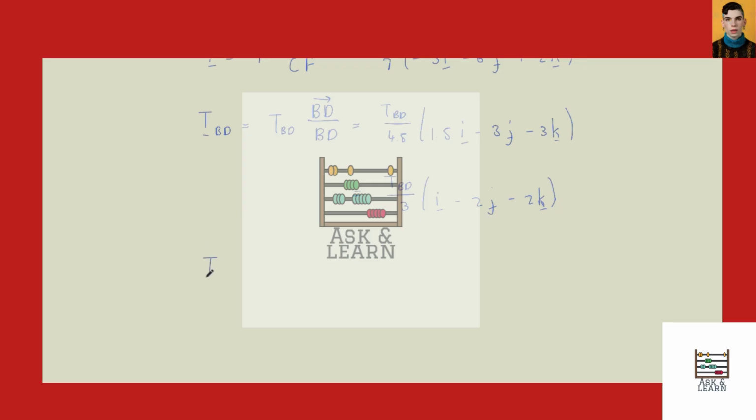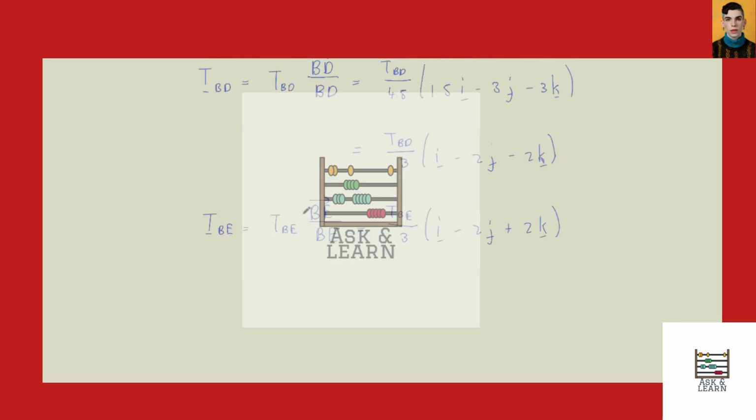Now the tension TBE is equal to the magnitude TBE in the direction of BE, which is the vector BE over the length of BE, which becomes TBE over 3 into I minus 2J plus 2K.